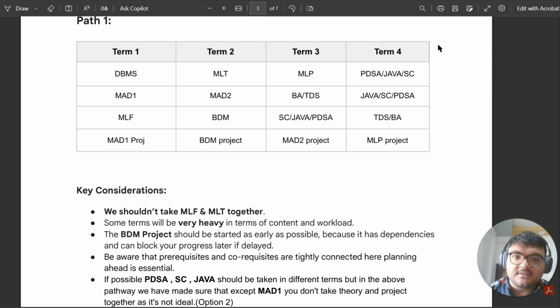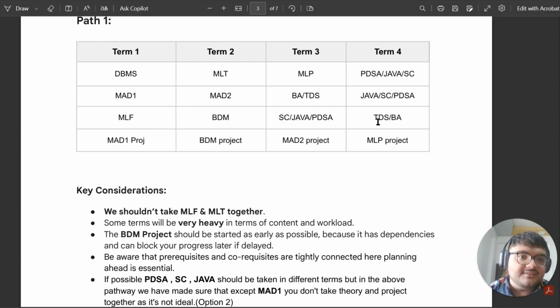But in this particular combination of path, I have made sure of one more important thing, which may be more important than taking PDSA, Java, and system commands separately. For example, I suggested that you take them in 3 different terms, but in this term 4, I have included 2 subjects.